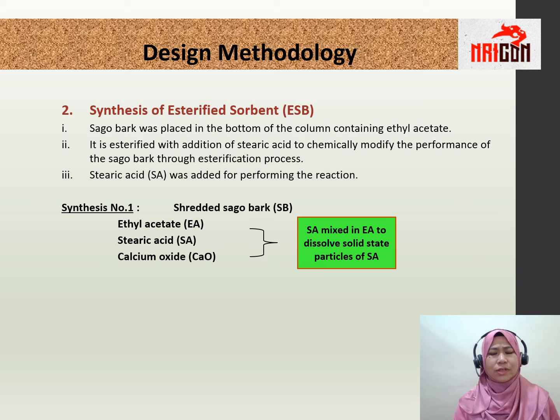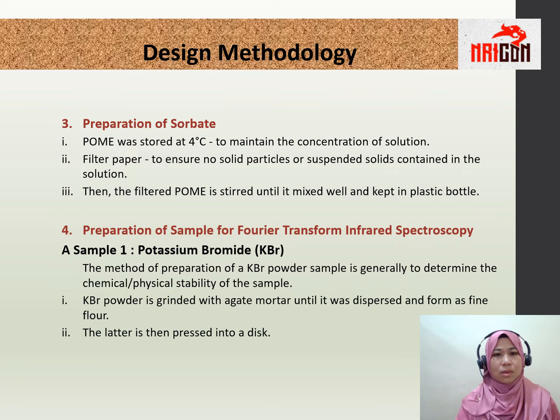Okay, the synthesis of the esterified sorbent, ESB. Sago bark was placed in the bottom of the column containing ethyl acetate, and it is esterified with the addition of stearic acid to chemically modify the performance of sago bark through the esterification process. Stearic acid was added for performing the reaction.